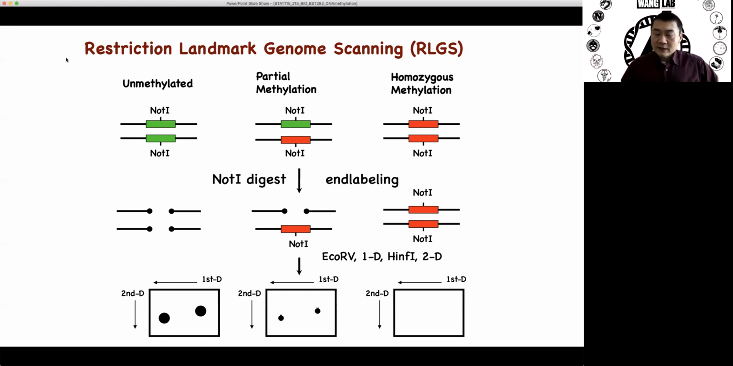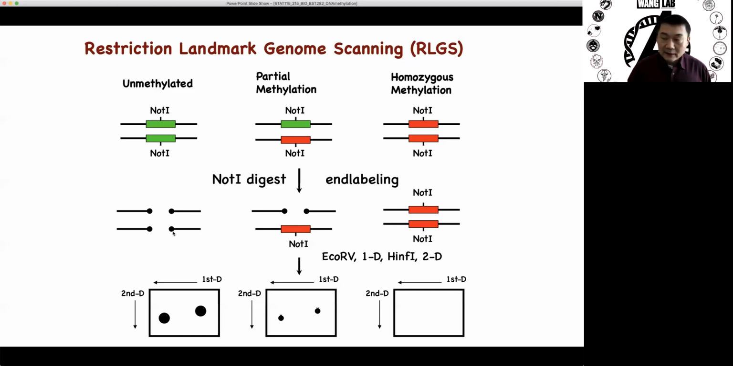I'm telling you about an experiment called restriction landmark genome scanning, right? It turns out that there are restriction enzymes that are sensitive to DNA methylation. For example, NotI recognizes a motif, GCGGCCGC, but it only cuts when the middle CG is unmethylated. When the middle CG is methylated, it does not cut, right? So taking advantage of this, if you digest the genome with NotI and the site is unmethylated, you end up with this cutting, right?